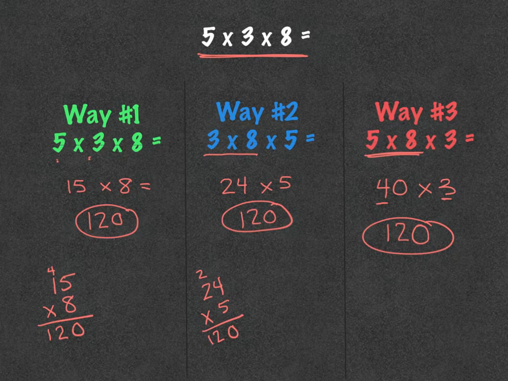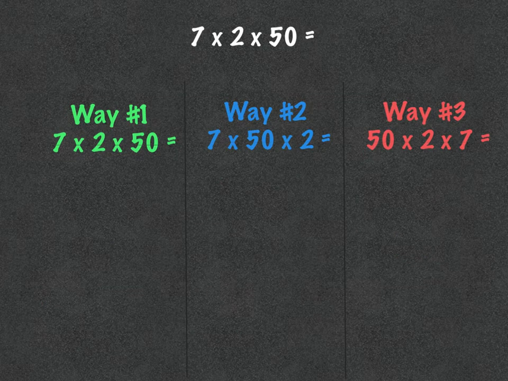You can rearrange these numbers to make the mental math easier and get your answer a little bit faster. But honestly, as long as you're okay with doing the single digit multiplication, it's totally fine. You're going to get the same answer. But way number 3 will just be a little easier mentally. All right, let's try another set of numbers.